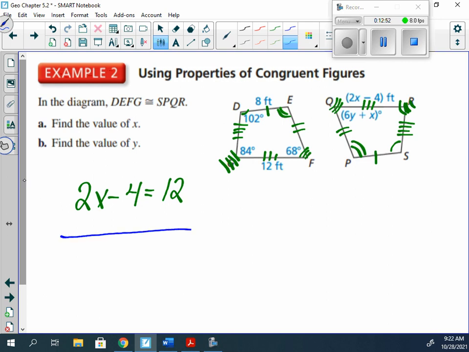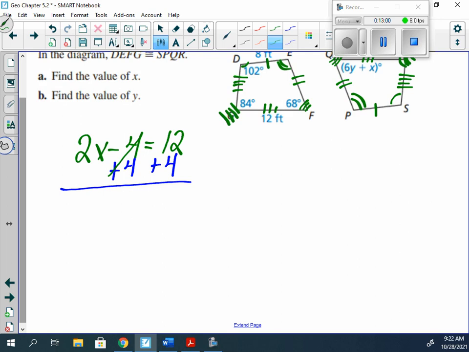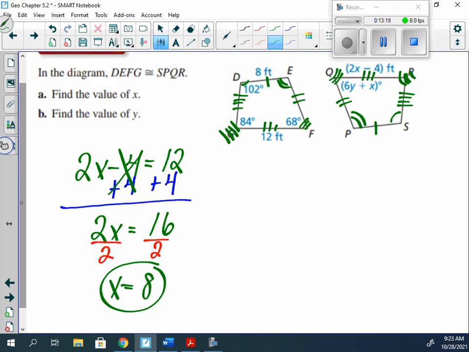What can we do first? Add 4 to both sides, because we need to get X by itself. Negative 4 plus 4 will cancel out, leaving us with 2X is equal to 16. We would divide both sides by 2, telling me X is equal to 8. So we got the first one.